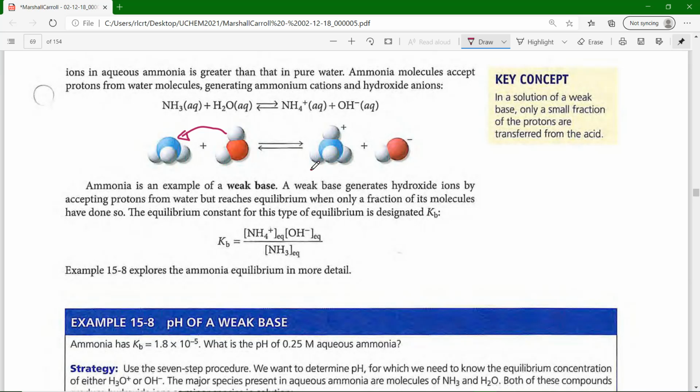So you talk about percent ionization in the process is Kb, or the base ionization constant. So it's my NH4 plus at equilibrium times the hydroxide over my NH3. And that is my Kb. And in a solution of weak base, only a small fraction of the protons are transferred from the acid, not to the acid, but from the acid.